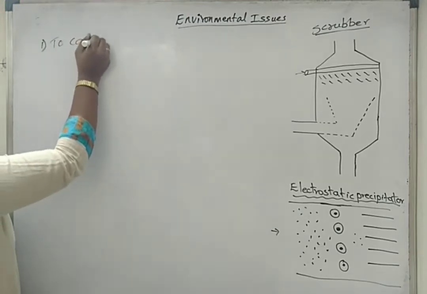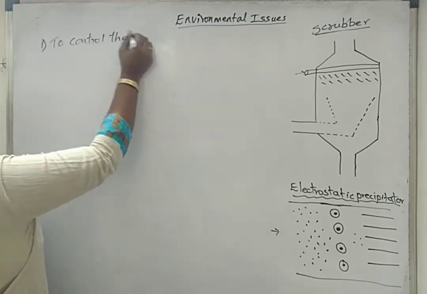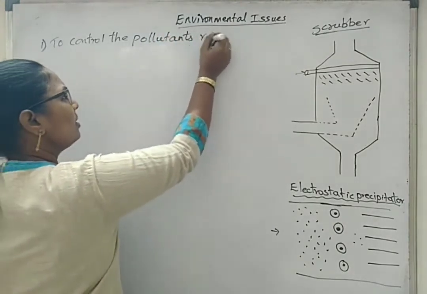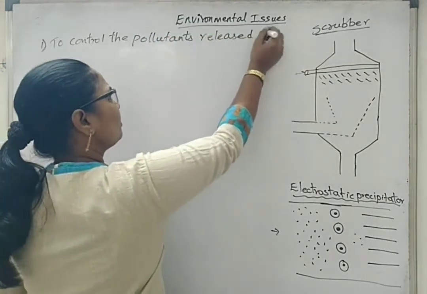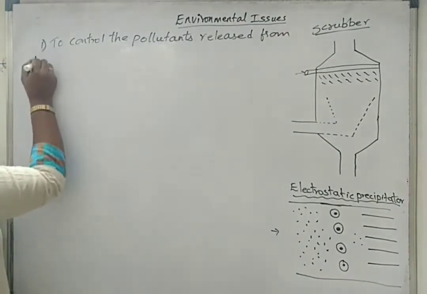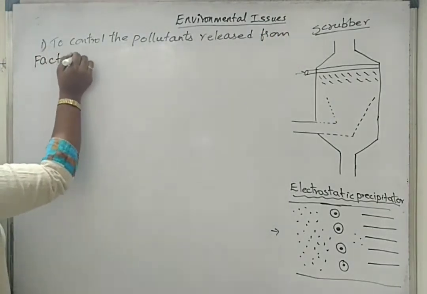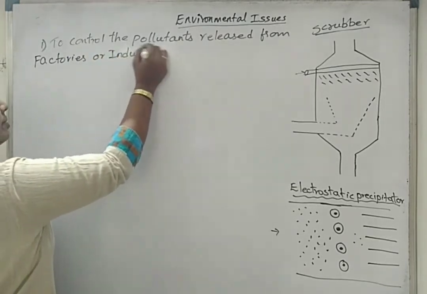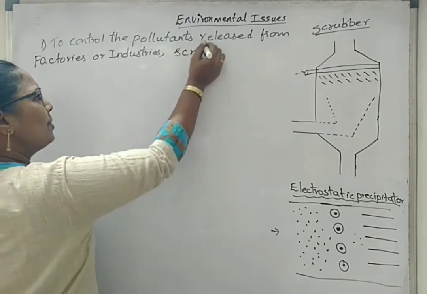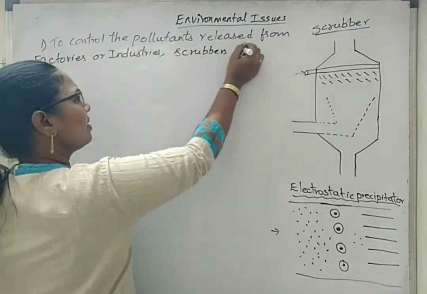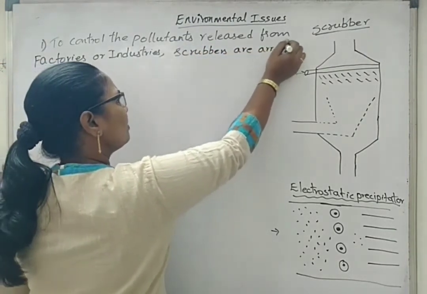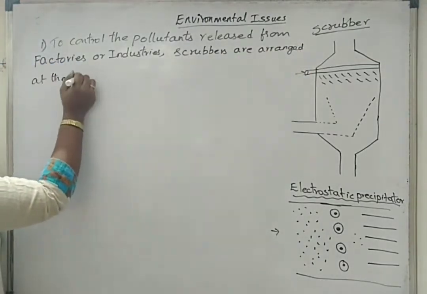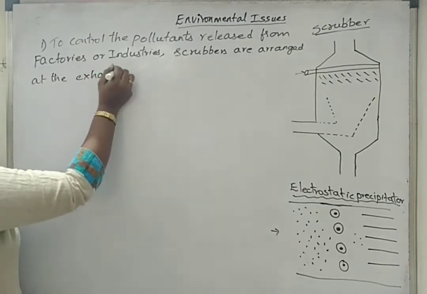To control the pollutants released from factories or industries, scrubbers are arranged at the exhaust positions.